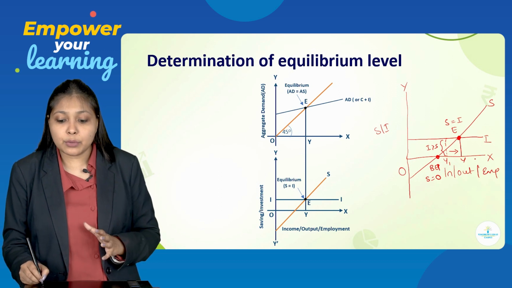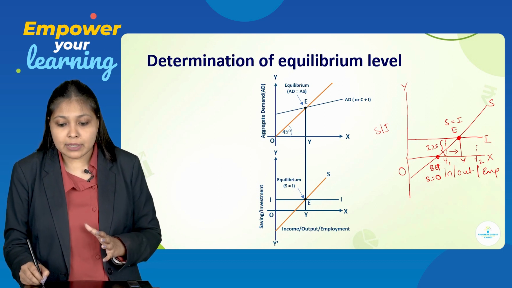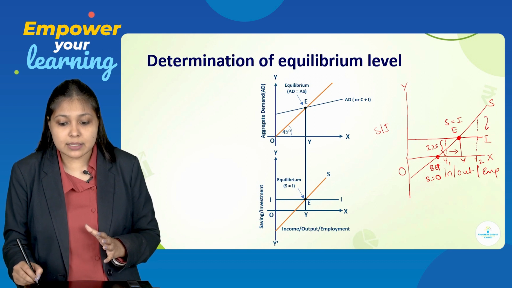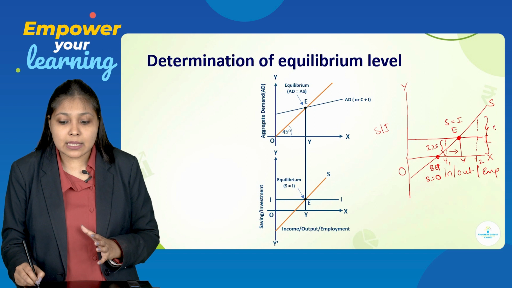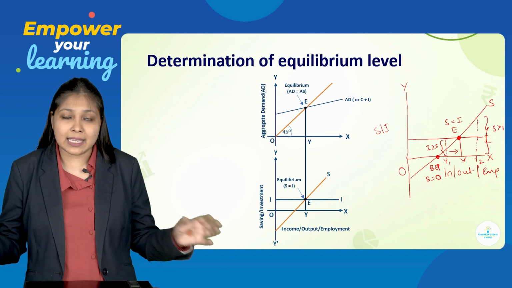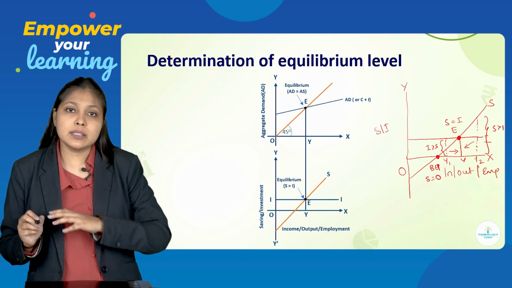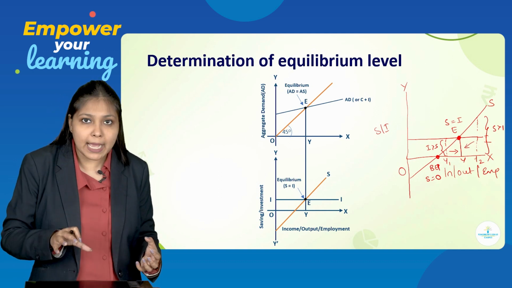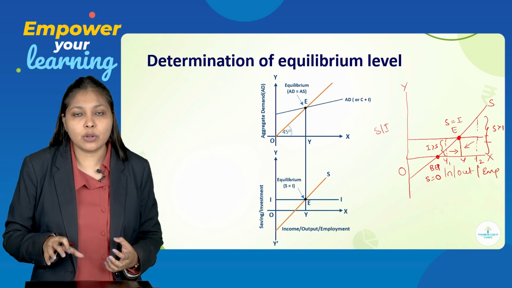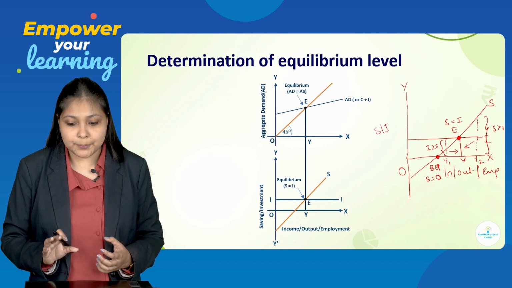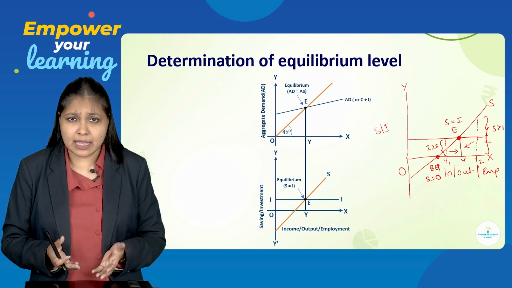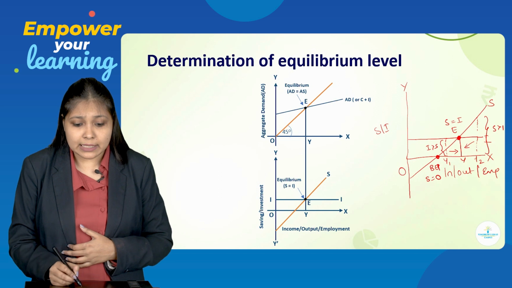Same way, if I go to Y2, first I will get the investment curve and then I will get the saving curve. That means this is the situation where my saving is more than investment. Again, I don't want this. So I will have to bring this towards the left hand side, that is towards Y, in order to bring my economy back to the equilibrium state. Same way, what they have done is just that one line they have added.